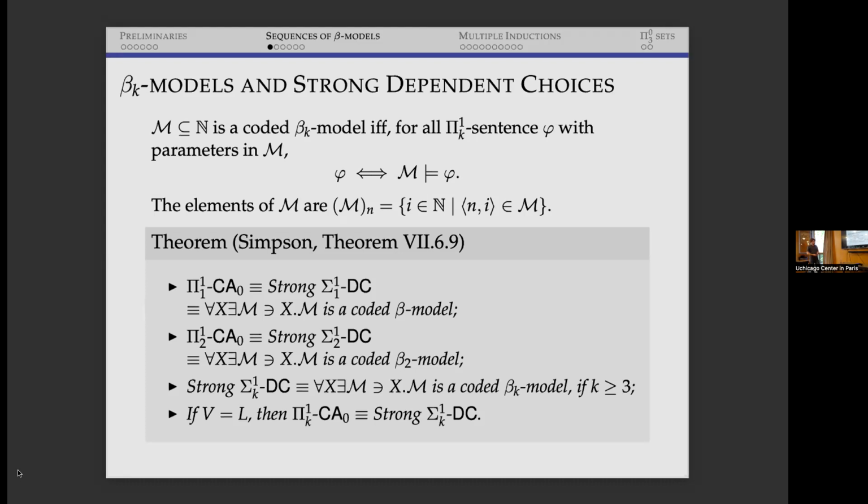The same holds for the stronger models: Pi^1_2-CA, dependent choices for Sigma^1_2 formulas, and the equivalence with the existence of coded beta_2 models. And if you go above, it just holds for Sigma^1_k dependent choices and beta_k models. But with V equal to L, you also get the equivalence with Pi^1_k-CA. Again, we're defining in general, but we're just going to use a few lower instances.